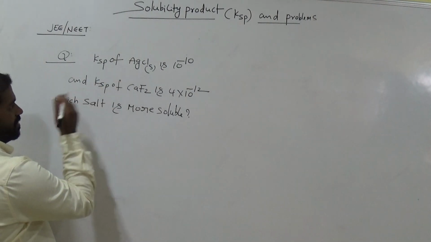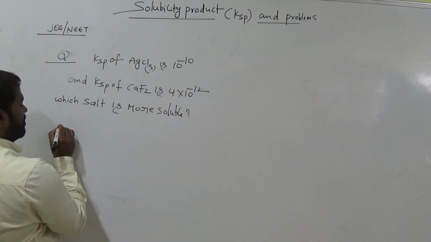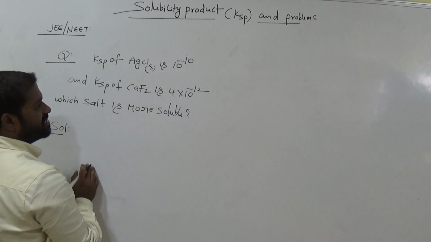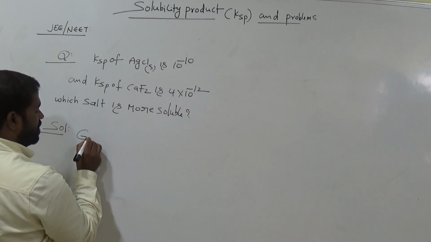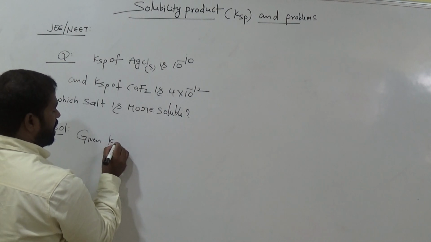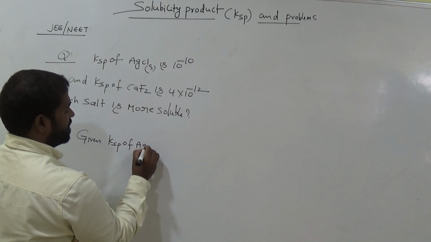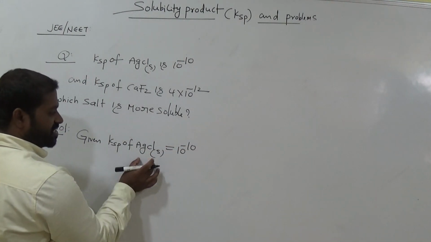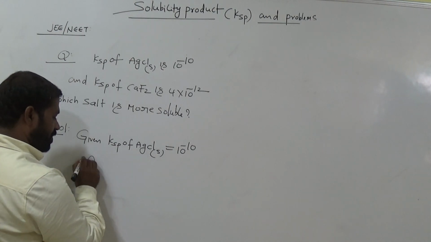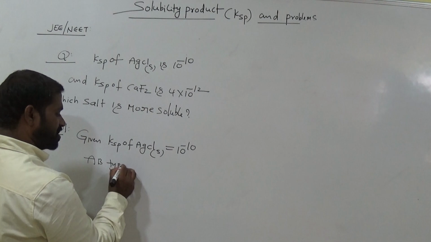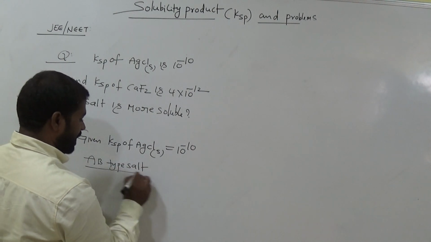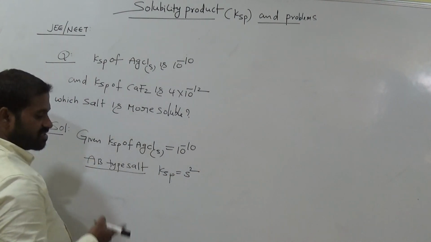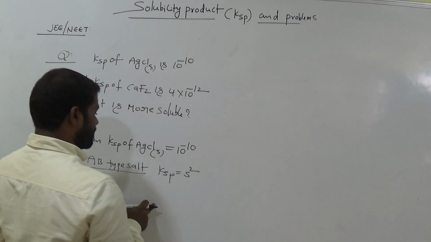Soluble means, so what is it? First condition, solution. He gave Ksp of AgCl, am I right? Ksp of AgCl is how much? 10 power minus 10. Now which type of molecule is it? AB type molecule, am I right? AB type salt. For AB type salt, what is the formula? Ksp equals S square, shortcut. Ksp equals S square.